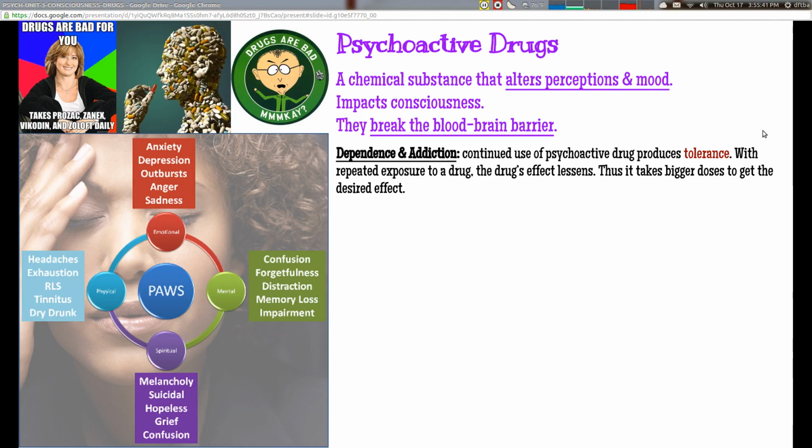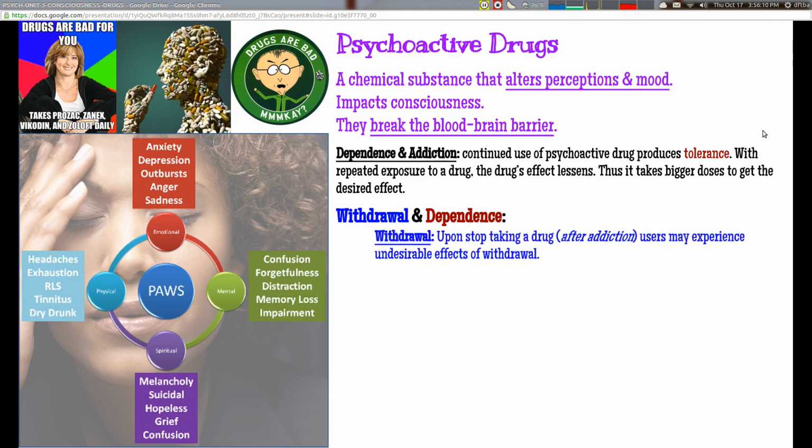We have dependence and addiction issues for sure, because drugs not only change and alter your perceptions and your mood, but they can produce extreme feelings and changes, and repeated exposure to a drug usually lessens the drug's effects. And then it takes bigger and bigger doses to get the desired effect. So you have 2 things that develop with that: withdrawal and dependence.